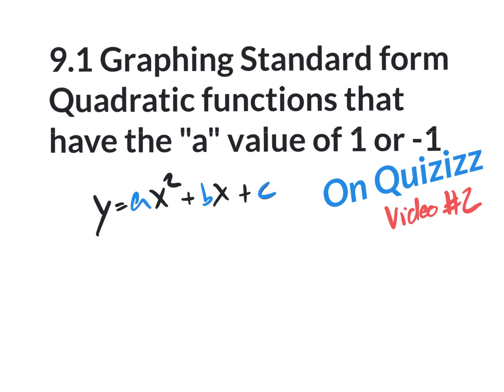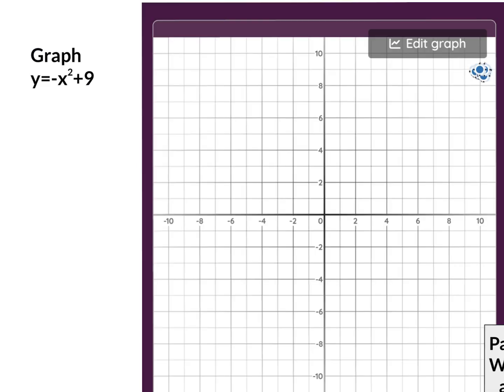So obviously, even though we're doing it on quizzes, you've got to do it on paper as well. Let's look at this first example. It says graph y equals negative x squared plus 9. And we always begin by finding that most important point, which is called the vertex. And of course, the vertex is a coordinate. You find that coordinate using the formula x equals negative b over 2 times a.